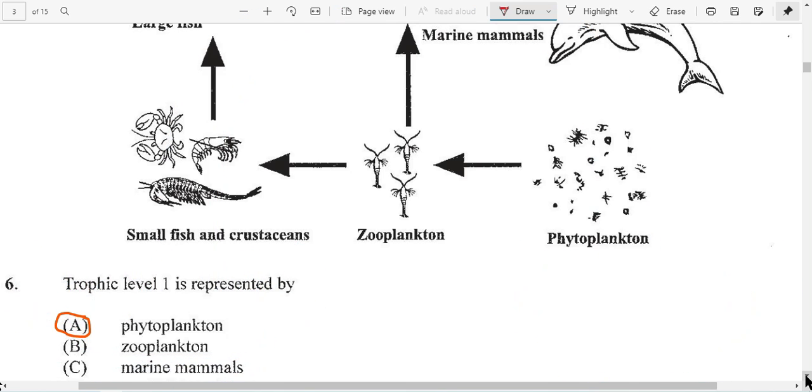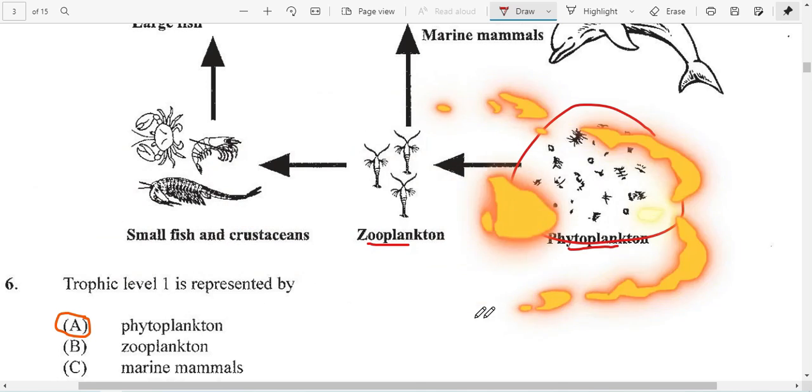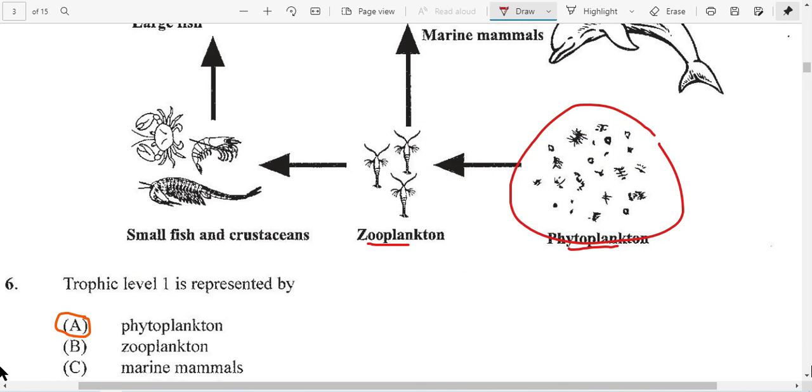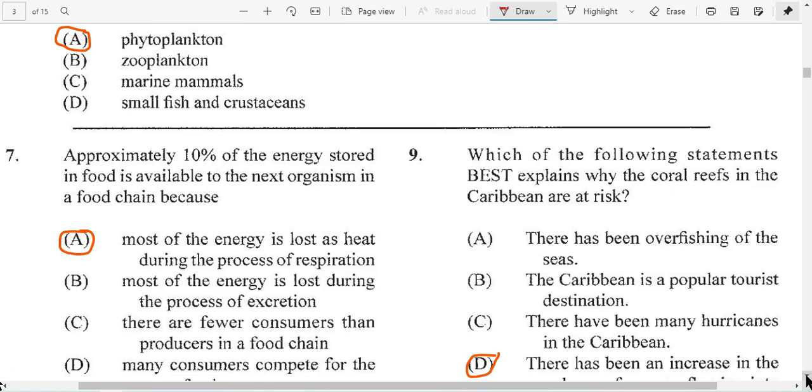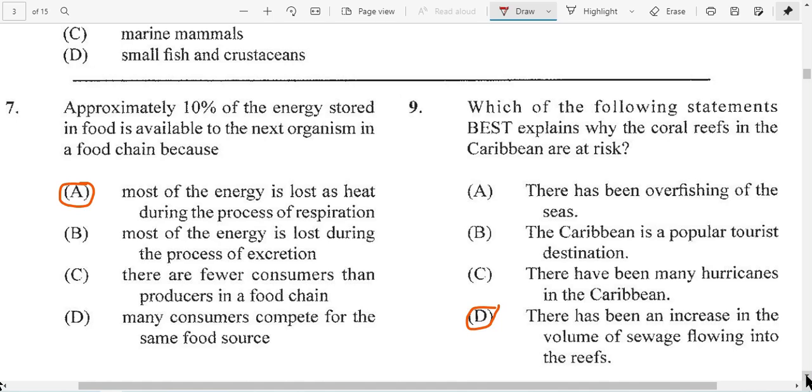Now trophic level 1 is usually the trophic level that is represented by plants, and here the phytoplankton are going to be the microscopic plant, while the zooplankton is of course going to be the microscopic animal. So our best choice is going to be phytoplankton, A being our answer for question number 6, and none other is worth looking at.